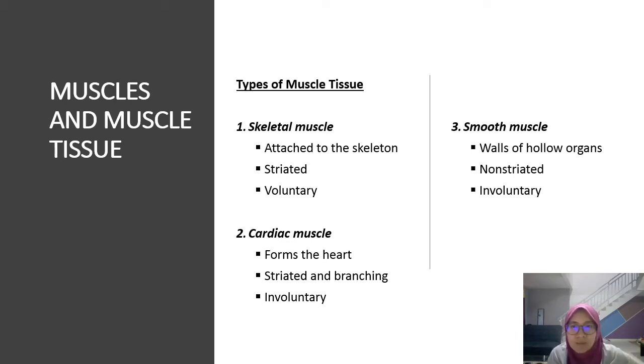For cardiac muscle and smooth muscle, they are involuntary because we cannot control our heartbeat. Okay, cardiac muscle is only found at the heart, striated and branching. Smooth muscle, for example, is in the walls of hollow organs like our stomach and esophagus. Okay, non-striated. Non-striated means no striation, tiada jaluran. Smooth means licin lah. Alright.